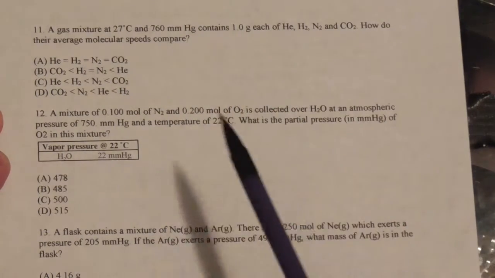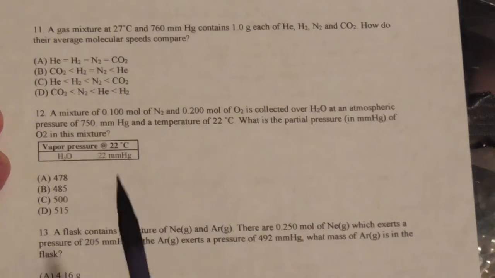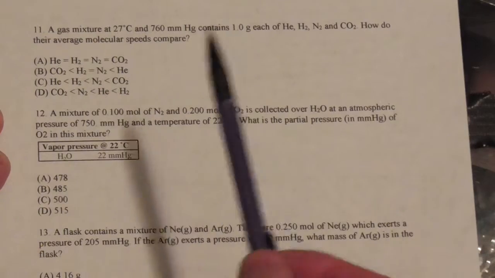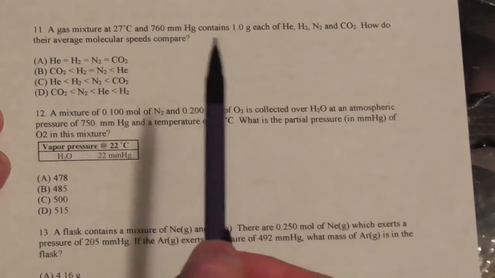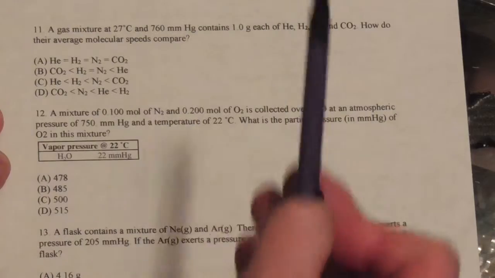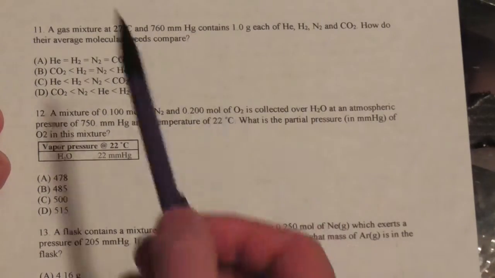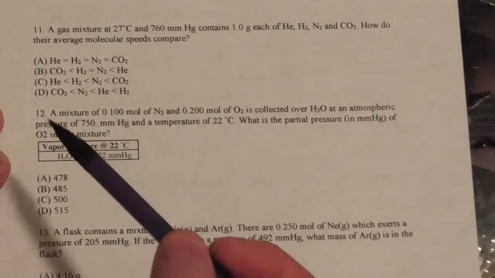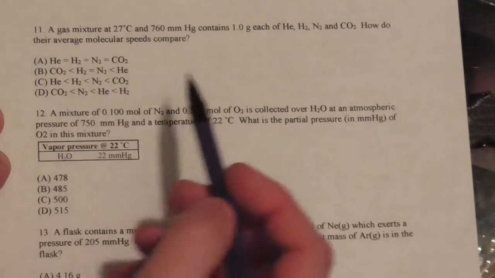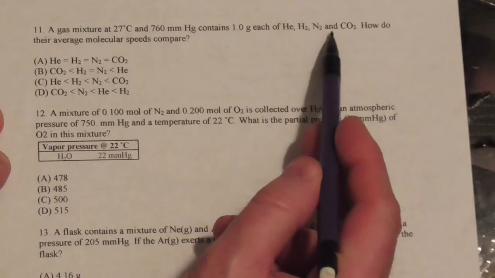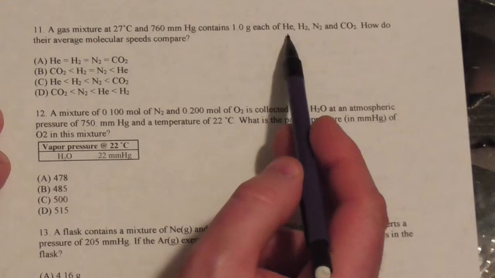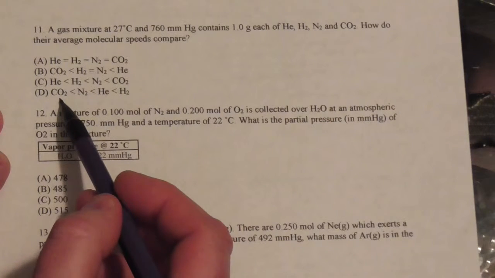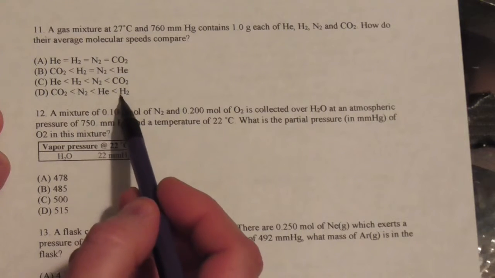Now remember, Graham's law: the rate at which a particle moves is dependent on its molar mass, so that they all hit the sides with the same force. A larger atom or molecule, a larger particle, is going to be moving slower, and a smaller particle is going to be moving faster. So out of all of these, nitrogen's 28, carbon dioxide's 44, hydrogen's 2, and helium is 4. Carbon dioxide is going to be moving the slowest, then nitrogen, then helium, then hydrogen.